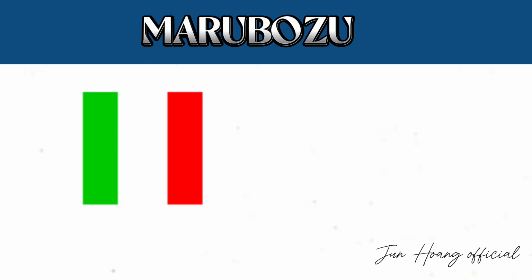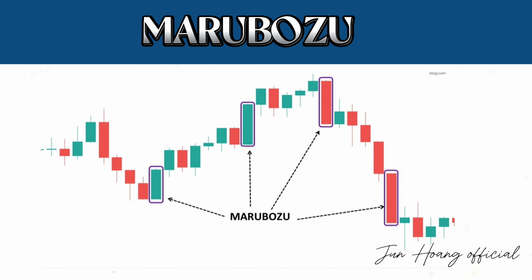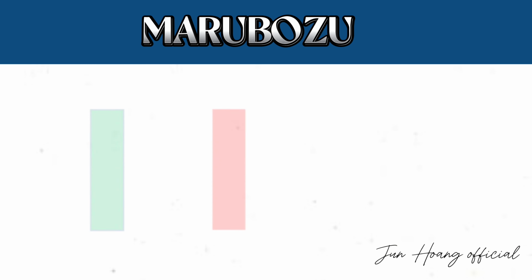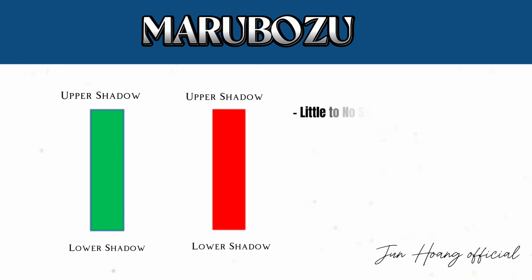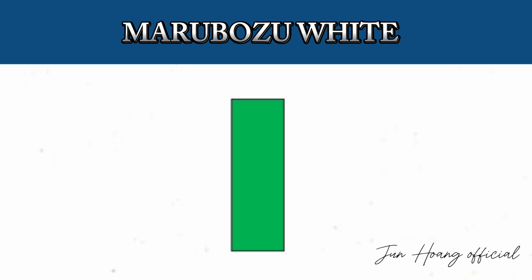Marubozu is a candlestick pattern commonly used in technical analysis of financial markets, particularly in the context of Japanese candlestick charting. It's characterized by a candlestick with little to no shadows or wicks on either end, indicating strong buying or selling pressure throughout the trading period. A Marubozu white candlestick is a bullish candlestick pattern that signifies strong buying pressure throughout the trading period.